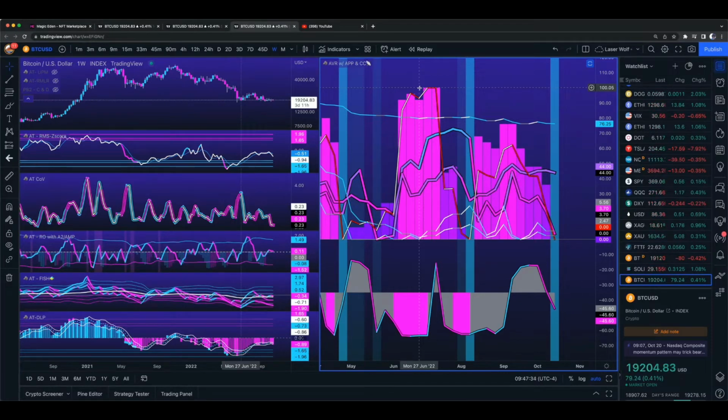I'm sure all the CME gap people are just losing their minds. Well, we can't fill out the gap. What the fuck are we gonna do? It's like, you silly ass.